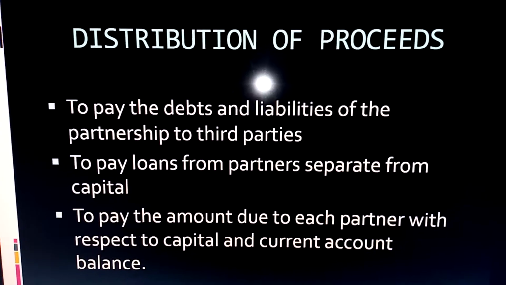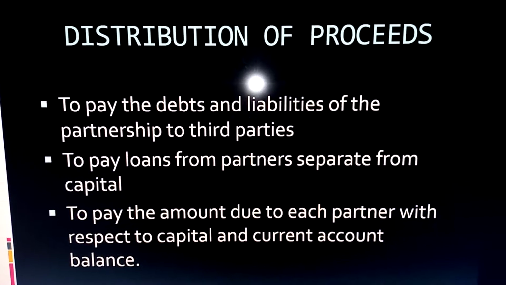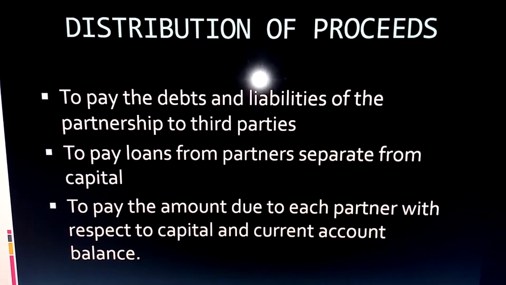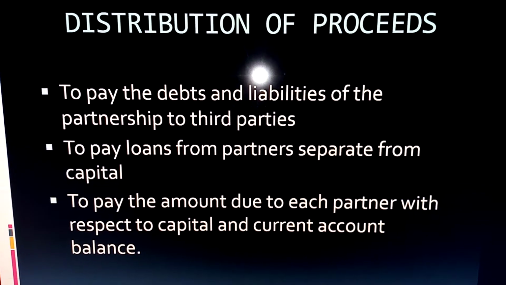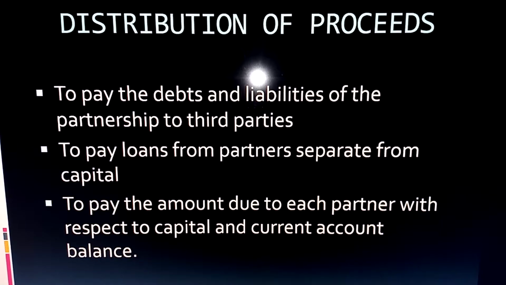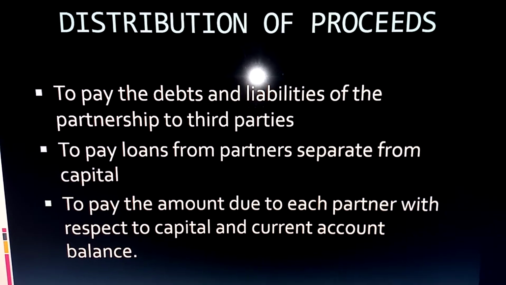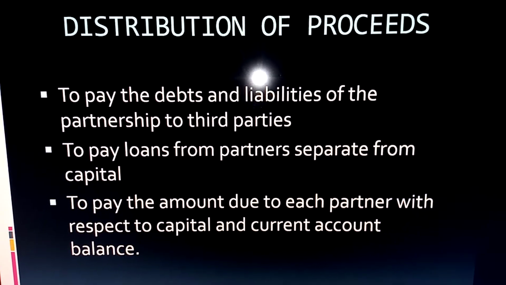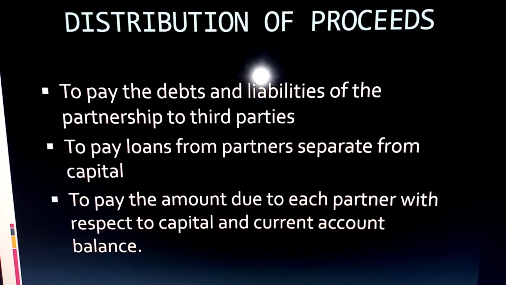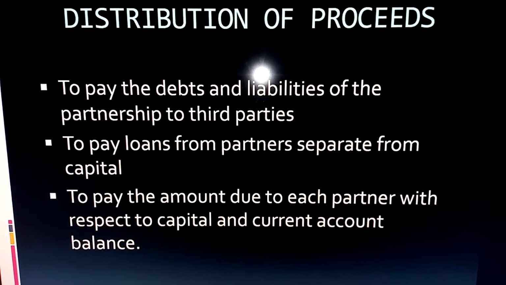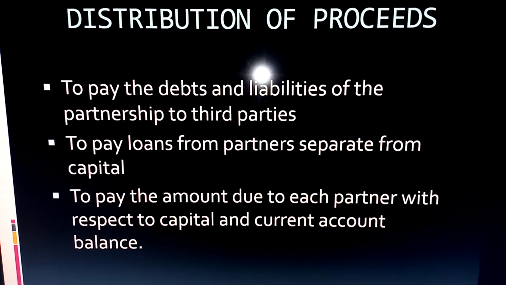When a partnership business is dissolved, its assets are sold. So the sales proceeds from the assets have to be distributed in a particular manner. The first thing is to pay debts to third parties. That's external parties that the business is owing. That's the first people that rank in priority. You have to pay them first.